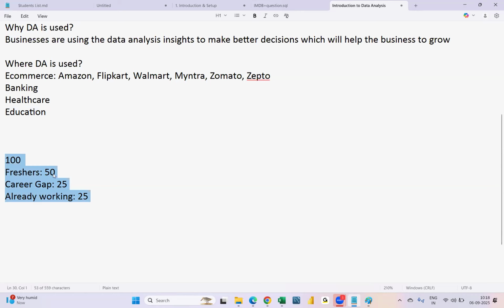Okay, so I would like to remove these numbers. These numbers were for our understanding purpose. I'm removing these things. Okay, now let us continue.